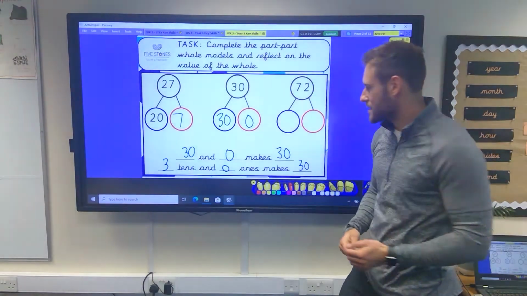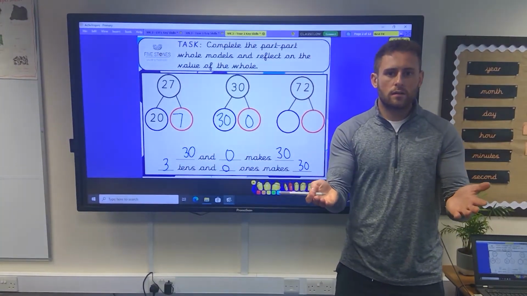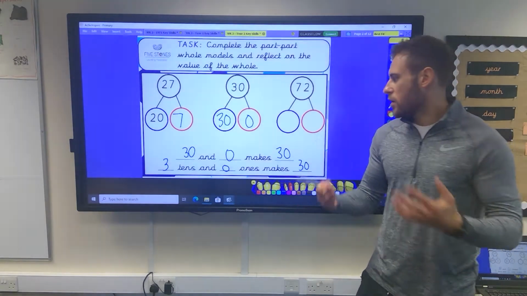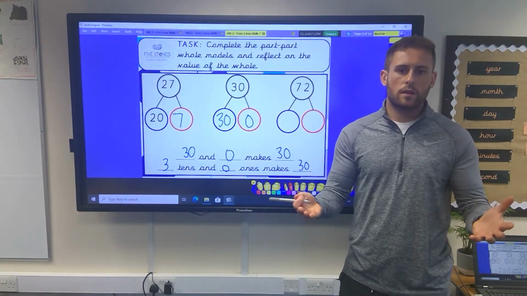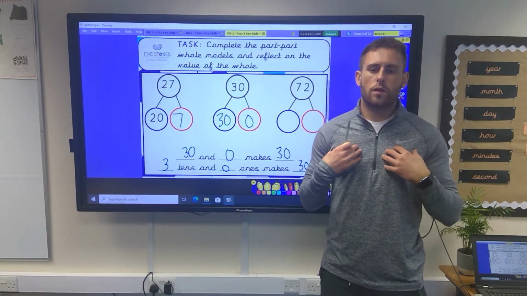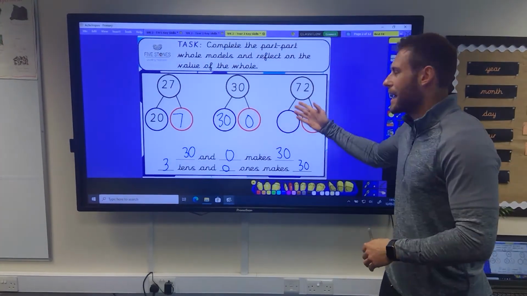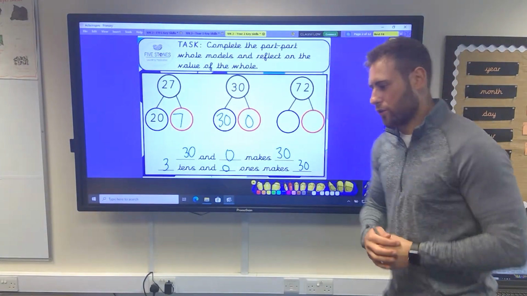So let's say those sentences together. 30 and 0 makes 30. 3 tens and 0 ones make 30. Great work. Now we have our final part whole model of this slide. Off you go.